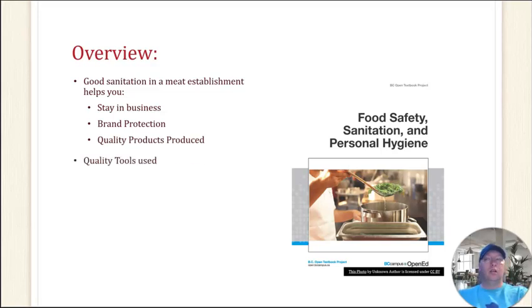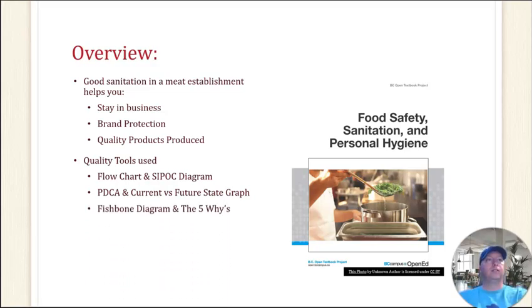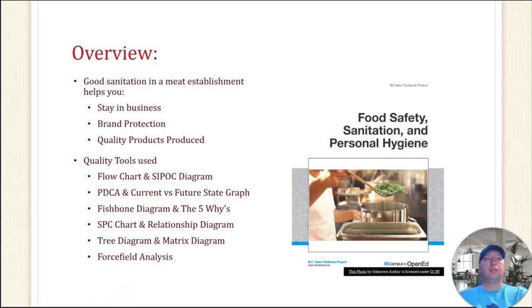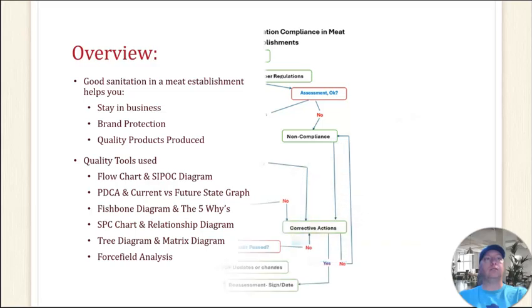the consumers. Some of the quality tools that we will go over in this presentation are a flowchart, SIPOC diagram, which is supplier, input, process, output, customer, the PDCA and current versus future state graph. PDCA is plan, do, check, act. The fishbone diagram and the 5 whys. I also have an SPC chart, which is statistical process control, and relationship diagram. I have a tree diagram we will talk about, a matrix diagram, and lastly, the force field analysis.